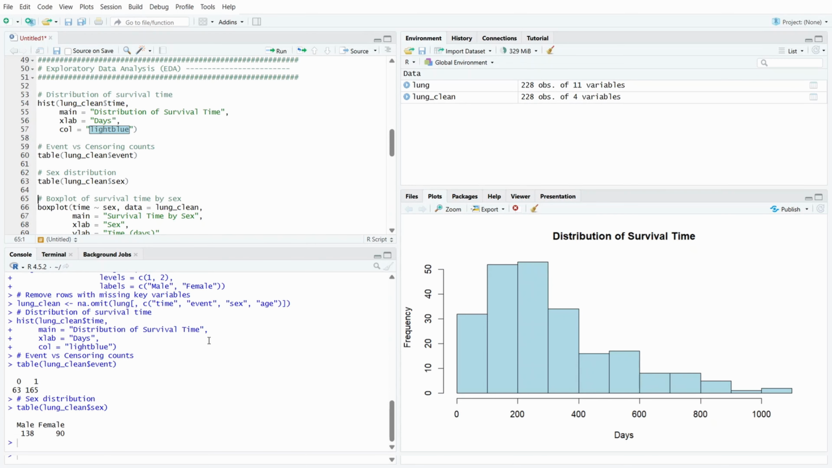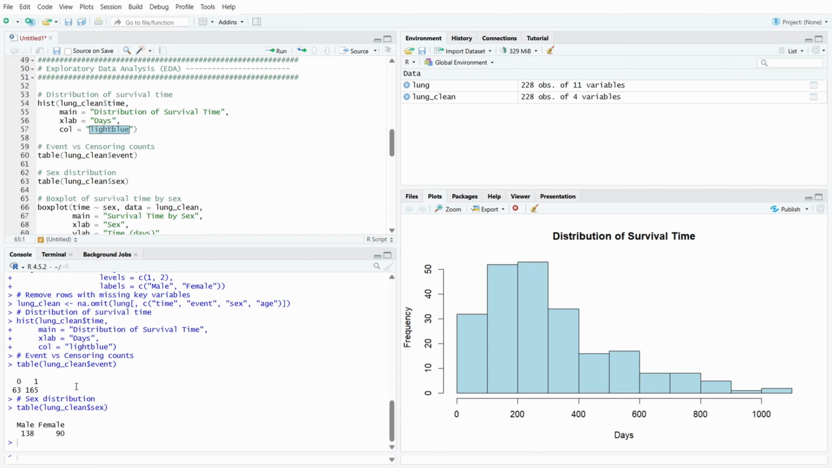Starting with the event variable, we see two categories, 0 and 1. There are 63 observations where the event is 0 and 165 where the event is 1. In the context of survival analysis, this typically means that 165 patients experienced the event, that is death, while 63 were censored, meaning they were still alive or lost to follow-up at the end of the study period.